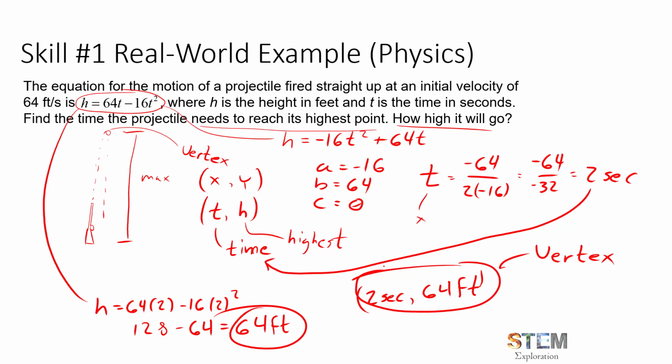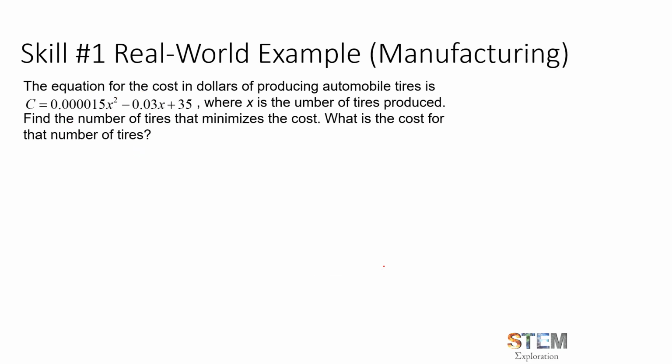And so now I want to look at one other real-world example that involves manufacturing. So again, the equation for the cost in dollars of producing automobile tires is C is equal to 0.000015x squared minus 0.03x plus 35, where x is the number of tires produced, and find the number of tires that minimizes the cost. What is the cost for that number of tires?